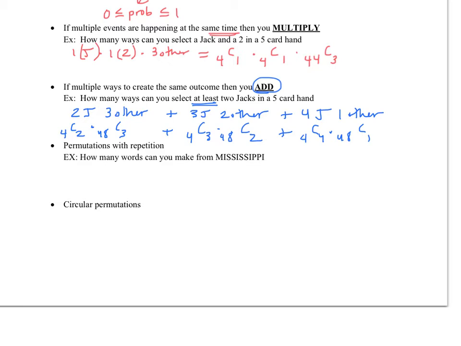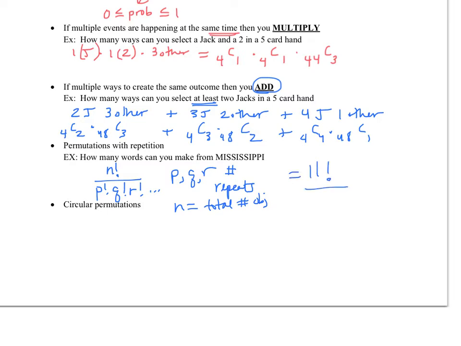When we talk about permutations with repetition, basically what we want to do here is do n factorial divided by p factorial, q factorial, r factorial, etc., where p, q, and r are the number of repeats that we have, and n equals the total number of objects. If we look at the word Mississippi, we have 11 letters, so I would have 11 factorial divided by, and then there are 4 i's, there are 4 s's, and there are 2 p's, and I would go ahead and type this in.